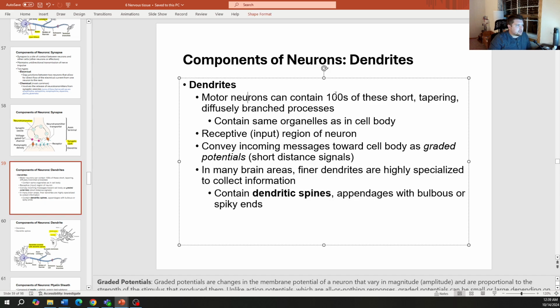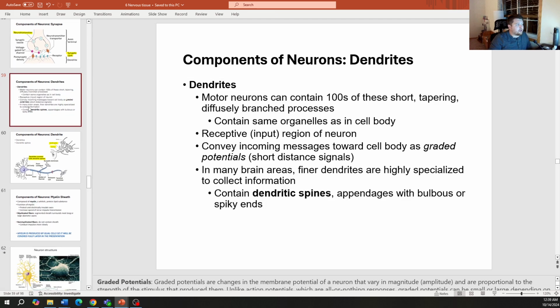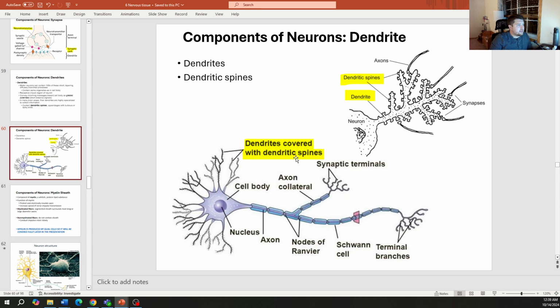So dendrites, they can have hundreds of these. They contain the same organelles as in the body. They're kind of the input region of the neuron. And they contain these other structures called dendritic spines. Think of the dendrites as the information collectors. They receive the information from another neuron or from another source. These are our dendrites over here by the soma. And on the dendrites, they're covered with these dendritic spines.